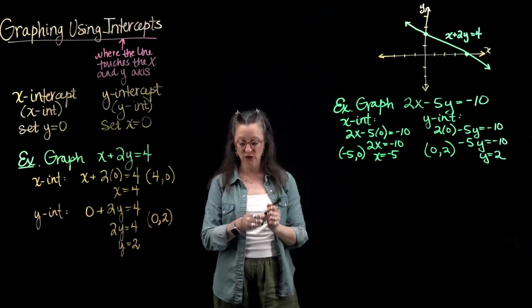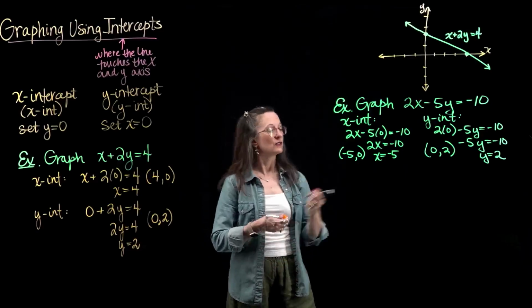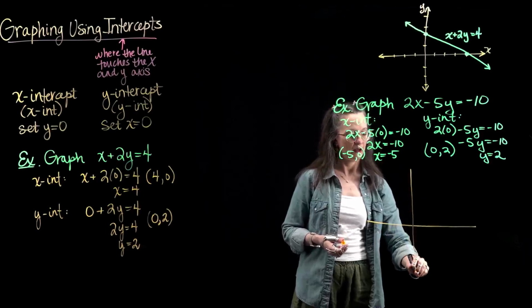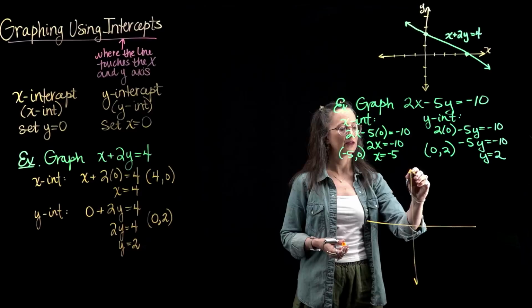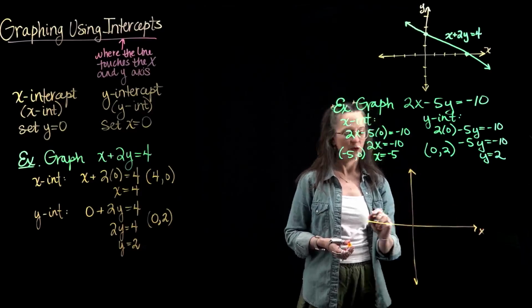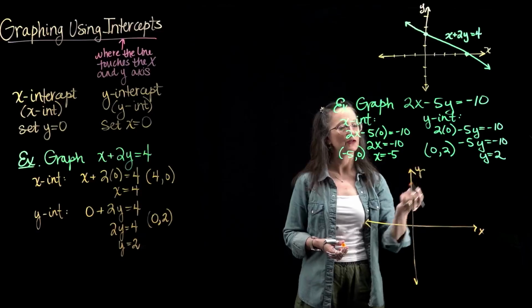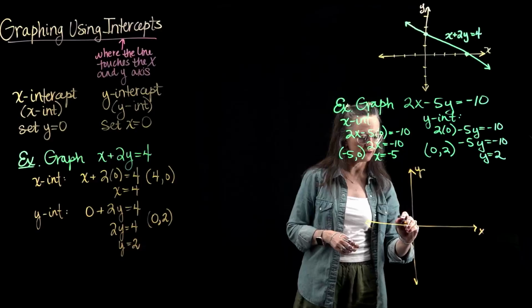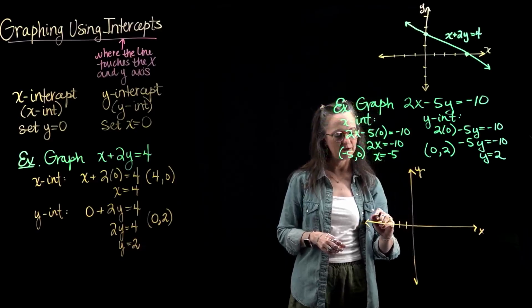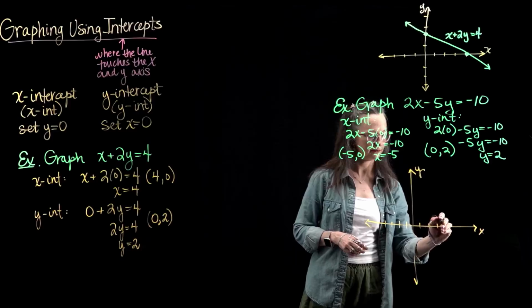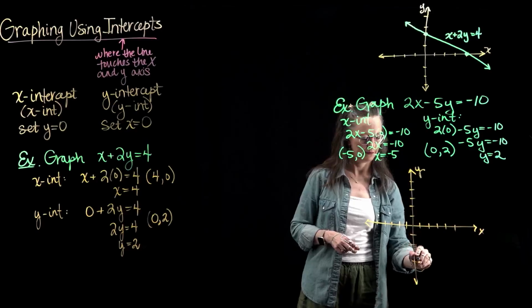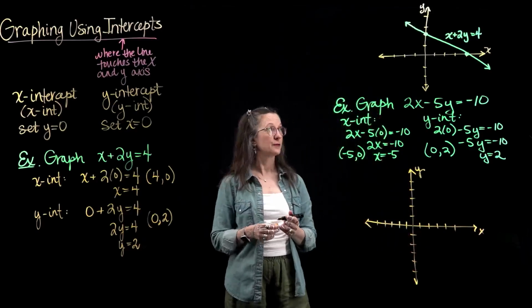All right, let's graph these. So just like before, I'm going to draw in my x and y axis. X is the horizontal line. Y is the vertical line that runs through it, and there's arrows on the ends of both. And I'm going to mark off 5 units in each direction. And we'll plot our points.